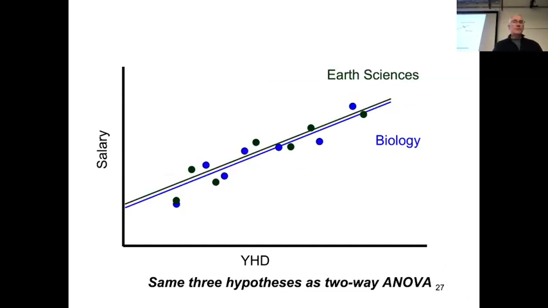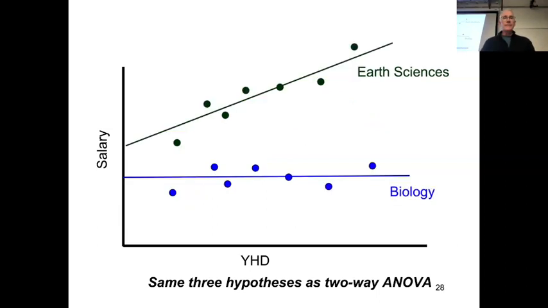And then in this one it doesn't matter which department you're in, which is definitely not the data. It just really matters what your years since highest degree is. So all I'm trying to illustrate is those same possibilities when you have a categorical and a quantitative predictor. And then there are the interactions.